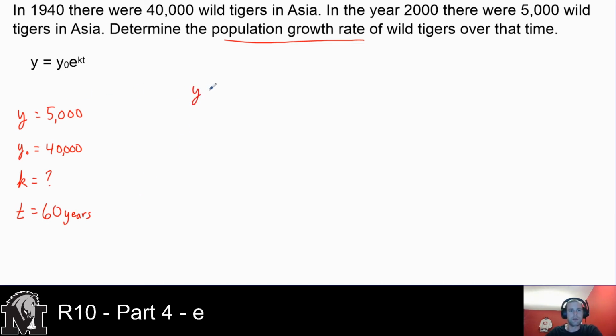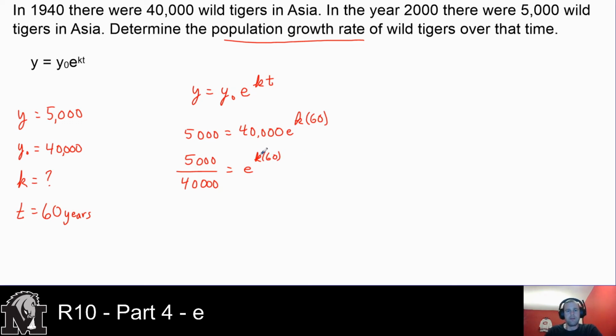So let's plug in y equals y0 e^(kt). So 5,000 equals 40,000 e to our unknown value of k times 60. So k is our variable. Remember, e is a number that we know. K is a variable that we really want to solve for. So to get k by itself, let's move this 40,000 to the other side. So you have 5,000 over 40,000 equals e to the power k times 60.